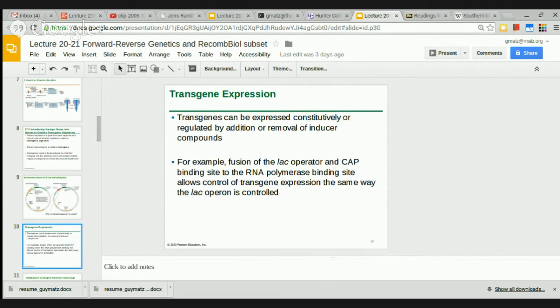An example just given here is going into bacterial cells. We can put genes under the control of the lac operon so that only when we add the appropriate inducer, lactose, are we going to get the gene expressed. And then we can get it up to very high levels.